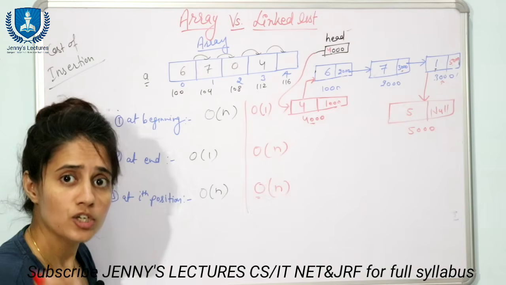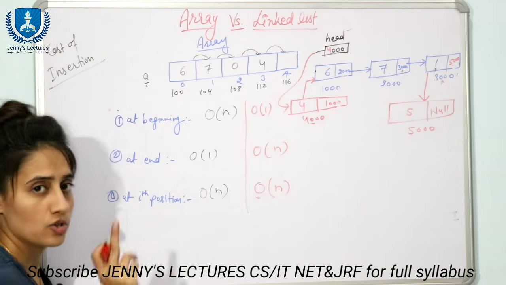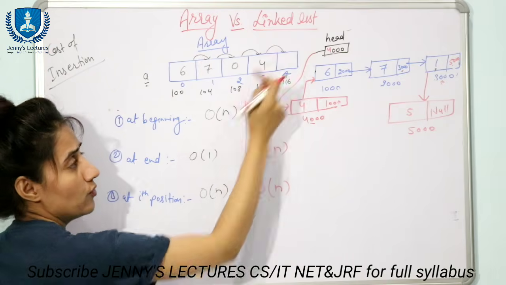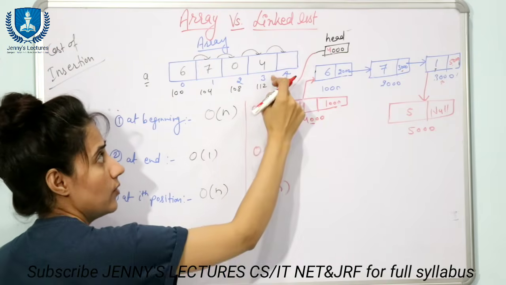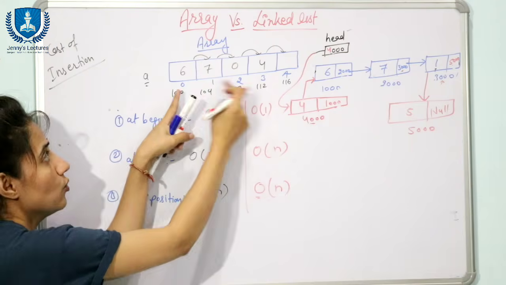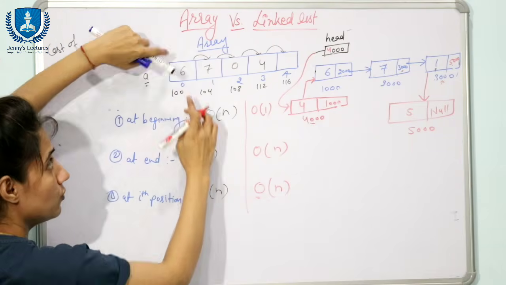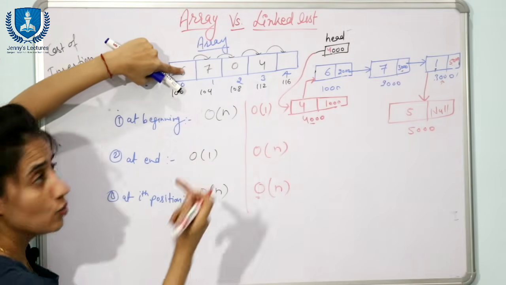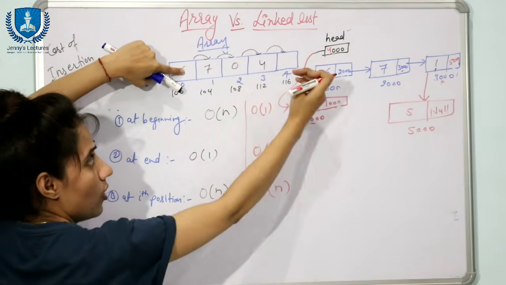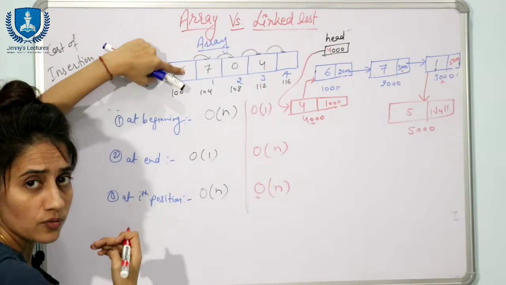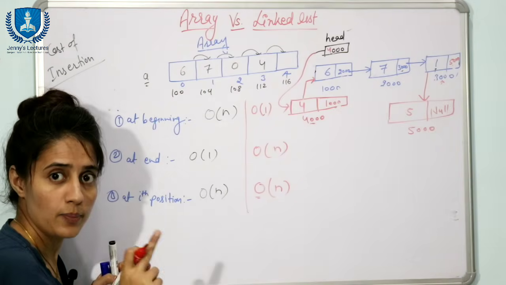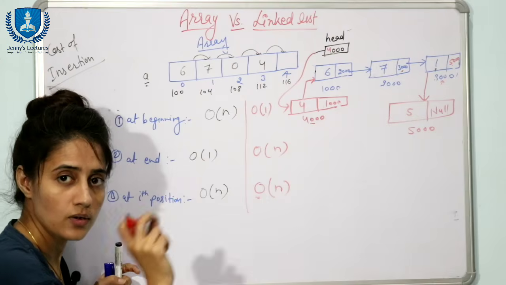The cost of deletion is the same as the cost of insertion. If you want to delete data from the end of the array, then directly you can reach there and delete the data. It is going to take order of 1. If you want to delete from the beginning, suppose I want to delete this 6, then you have to shift 7 here, 0 here and 4 here. All the elements you have to shift. Fine. So this is going to take order of n. It depends on how many elements are there in the array.